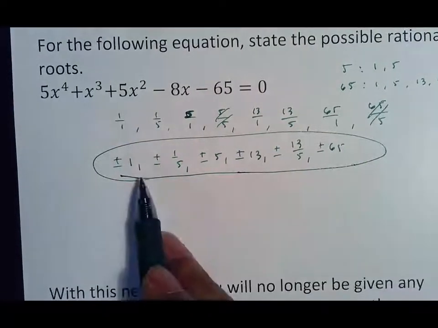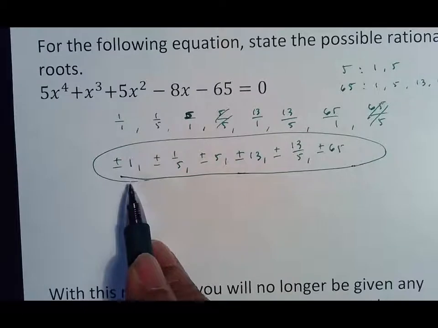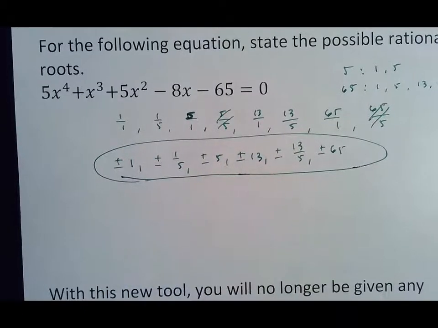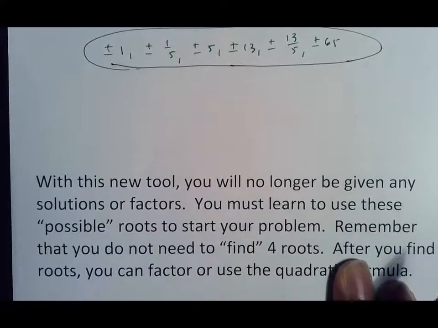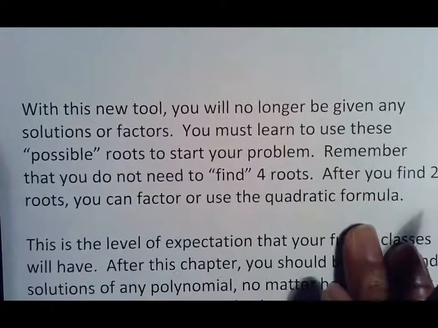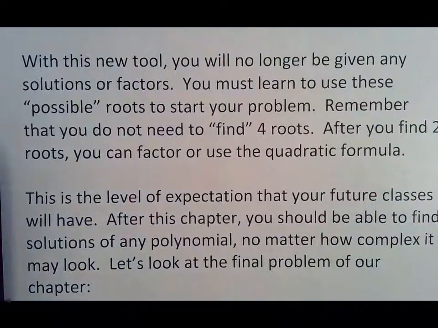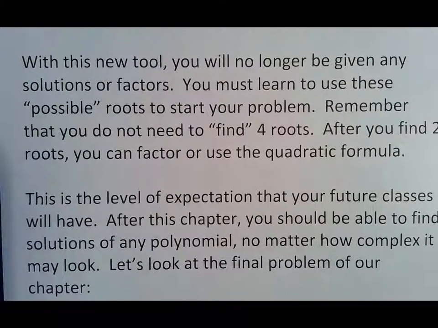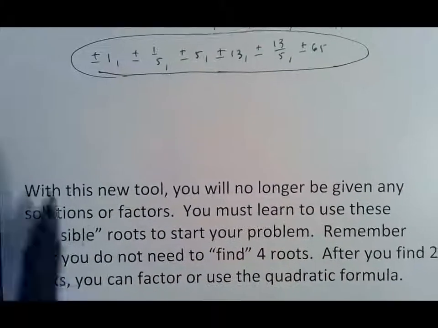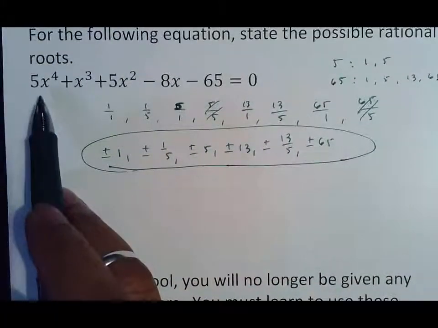But again, when you type these into your computer, you got to type 1, -1, 1/5, -1/5 with a comma in between, and do all that way. So with this new tool, you'll no longer be given any solutions or factors. You have to use these possible roots to start your problem. Remember that in the overall grand scheme, you don't need to find 4 roots. You just need to find 2, because it's an x to the 4th problem in this case.